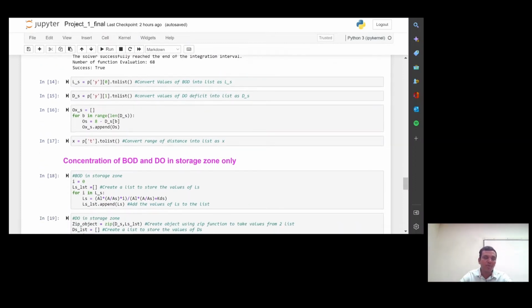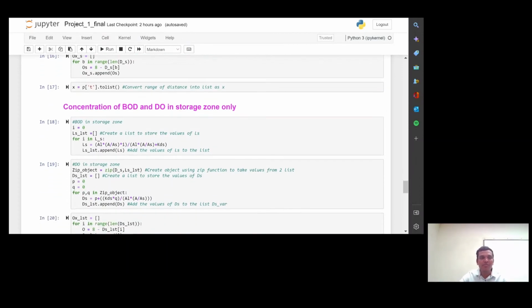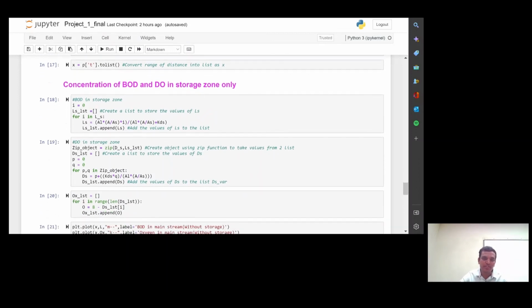Okay, now we convert the array of y0, which is the value of BOD, into a list, and then for the DO we did the same for y of 1 into the list for D. Then we find out the value of oxygen for each value of the DO deficit from the equation, that is the DO deficit equals oxygen saturated minus oxygen, and here the oxygen saturated is 8, which is given, and we just convert the distance into a list.